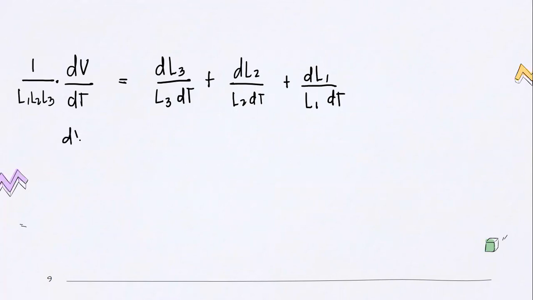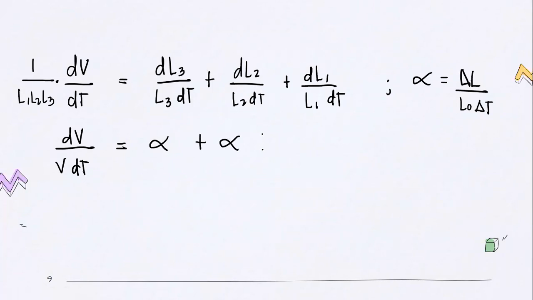Therefore, dV over V dT is equal to the derivative of L3 over L3 dT, and that is alpha. Why? Because alpha is equal to delta L over L sub O delta T. The same goes for the others, so we have alpha plus alpha plus alpha. dV over V delta T is beta. Therefore, we have beta equal to 3 alpha.